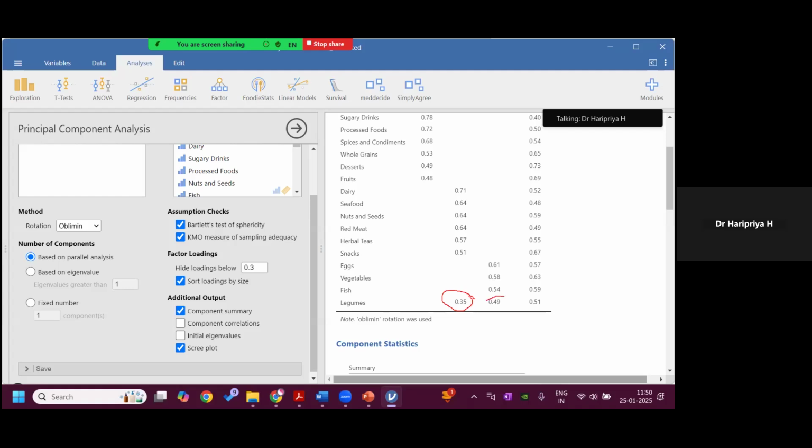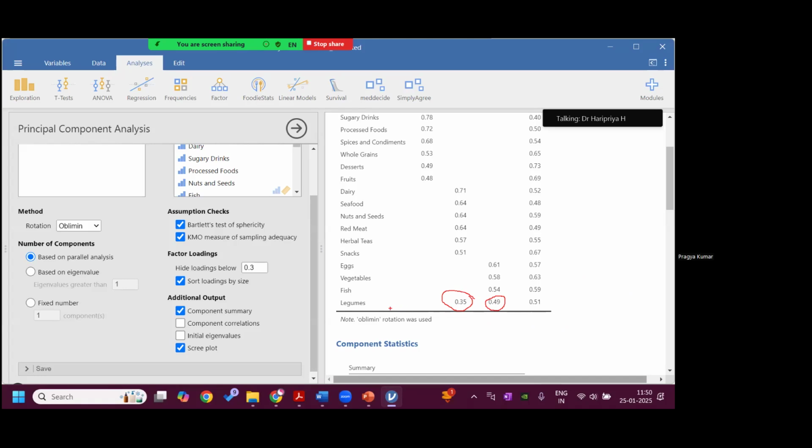So where should we consider this legume? In which of the factors? Okay, good question. There are two things. First, you have to see the strong loading. How do you consider the strong loading? In this example, I just missed this concept. Thank you, Haripriya. This is known as cross loading. I think I used this term yesterday.